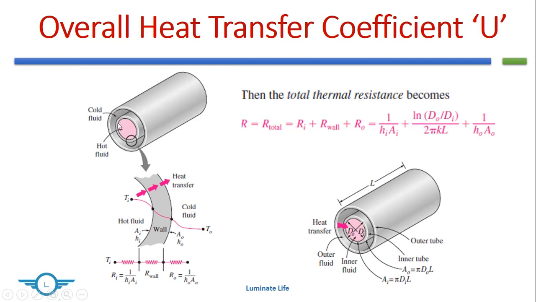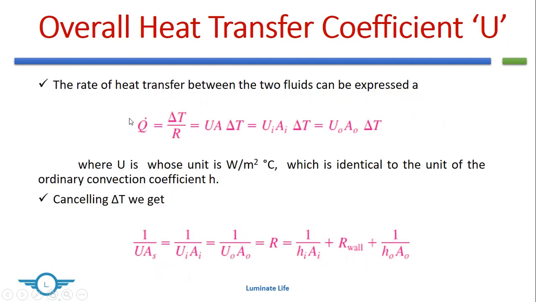So now we have the total resistance that is being offered to the flow of heat across this heat exchanger. Now the rate of heat transfer between the two fluids can be expressed as Q dot equal to delta T by R, which is also expressed as UA delta T. Here U is known as the overall heat transfer coefficient, and its unit is watt per meter square degree centigrade. It has the same unit as the convection coefficient H. This can also be written as Ui Ai delta T or U0 A0 delta T.